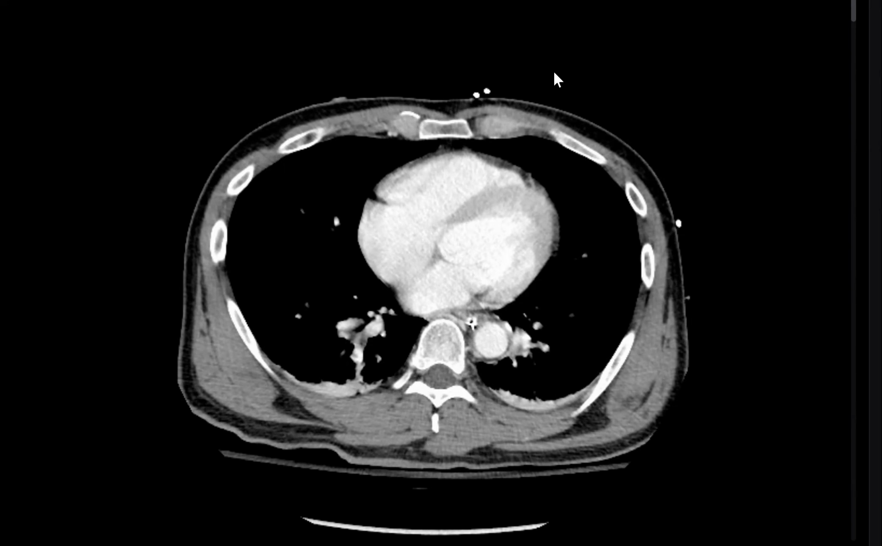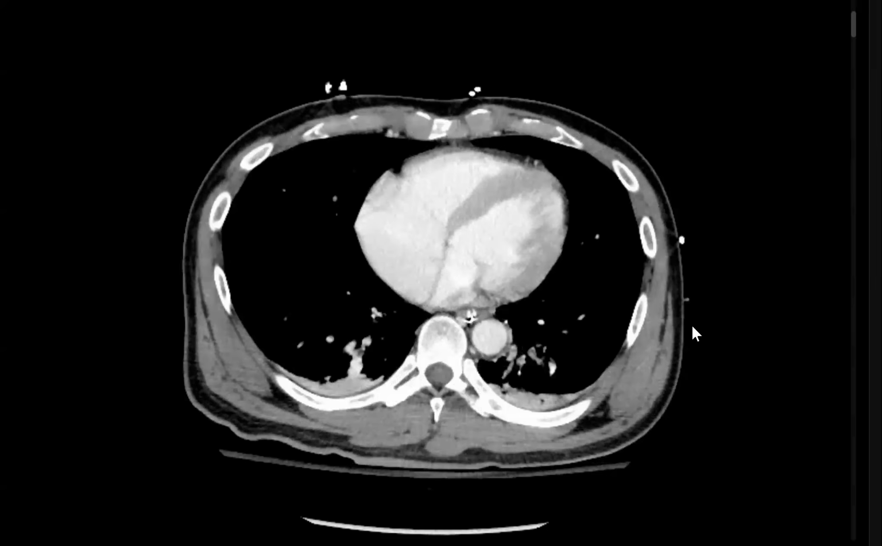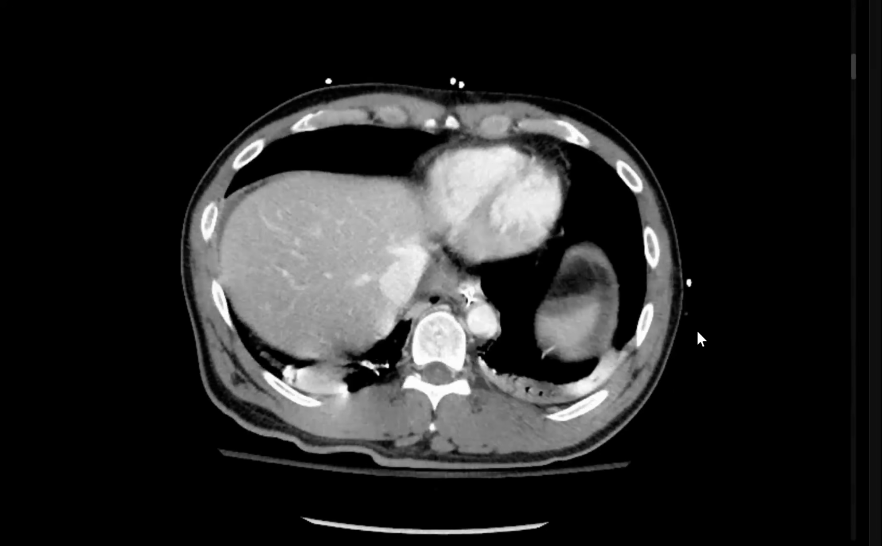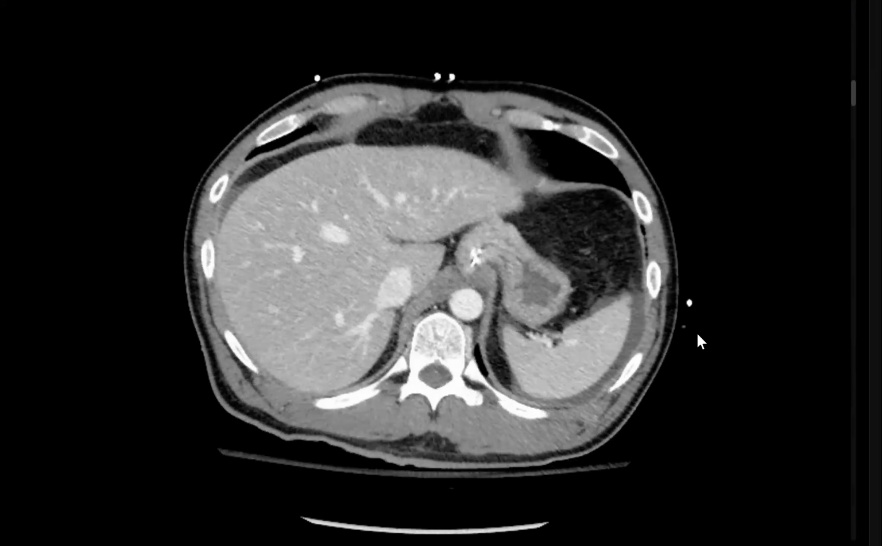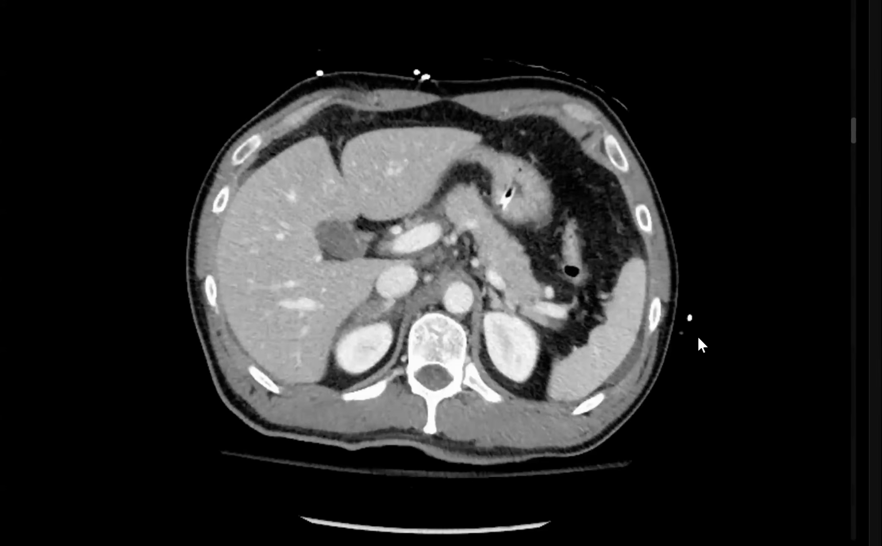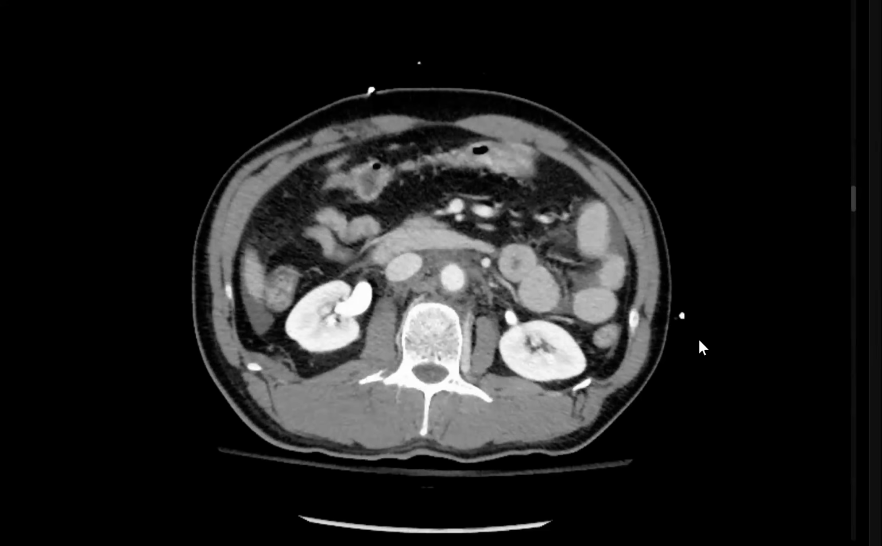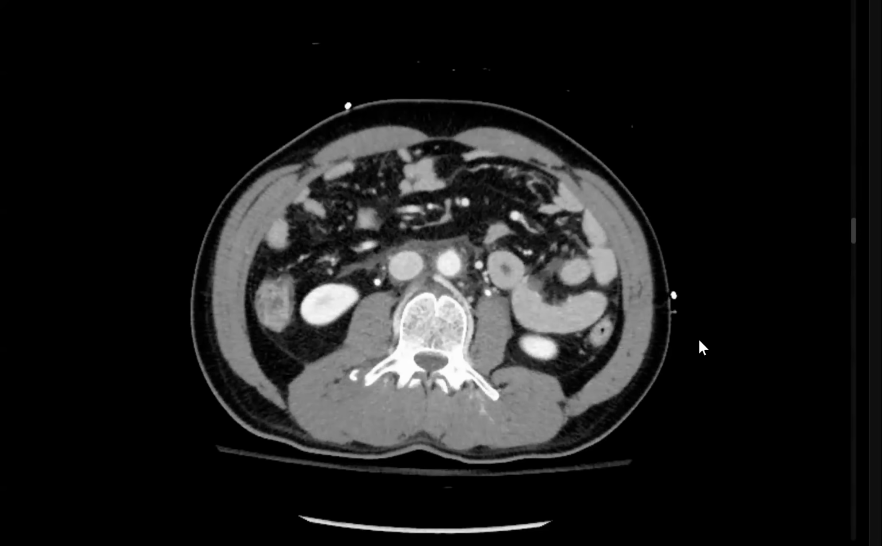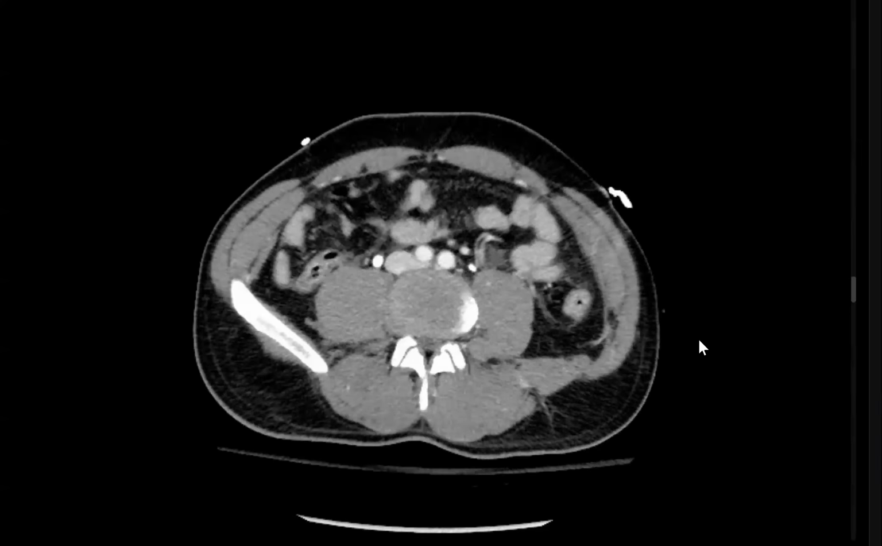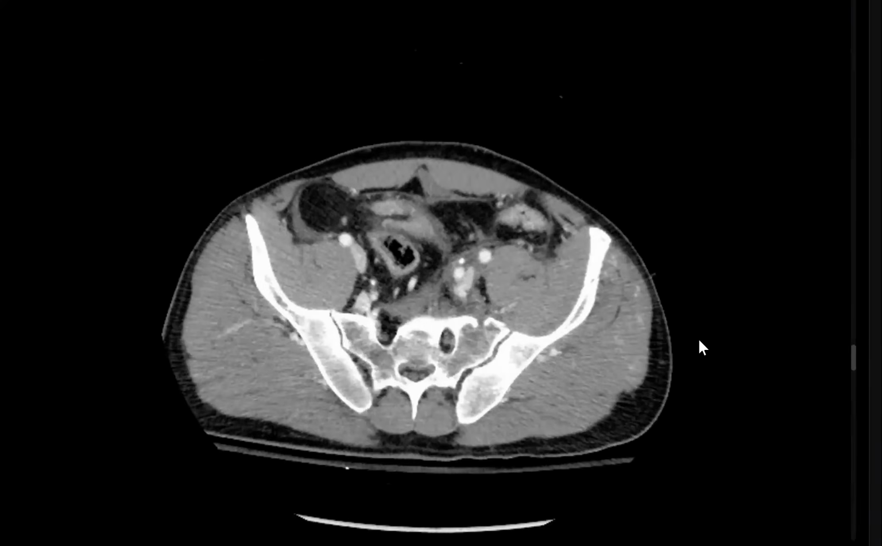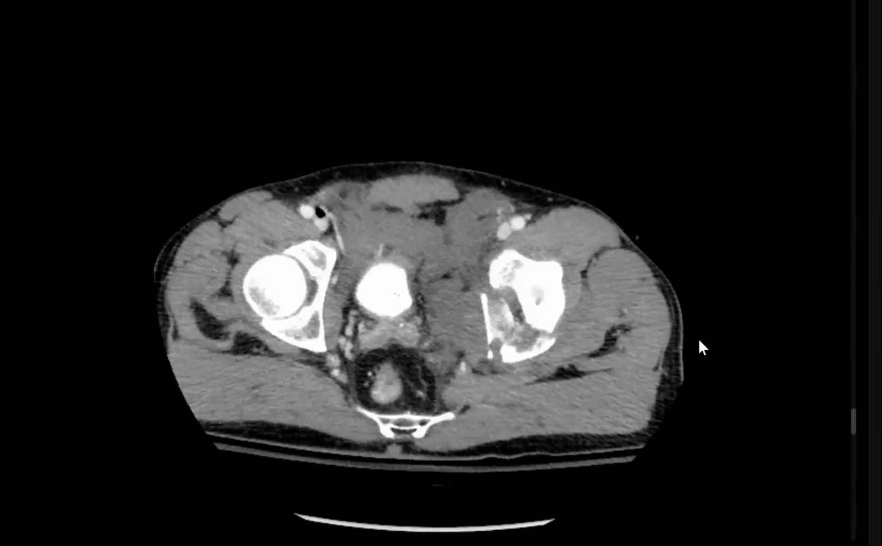Okay, so I'm presented with an axial CT scan of the abdomen and pelvis, including the lower chest, for a patient post-trauma with IV contrast in the portovenous phase. I would like to have a general look before starting my comments. Okay, so I'm not happy about the retroperitoneal region.